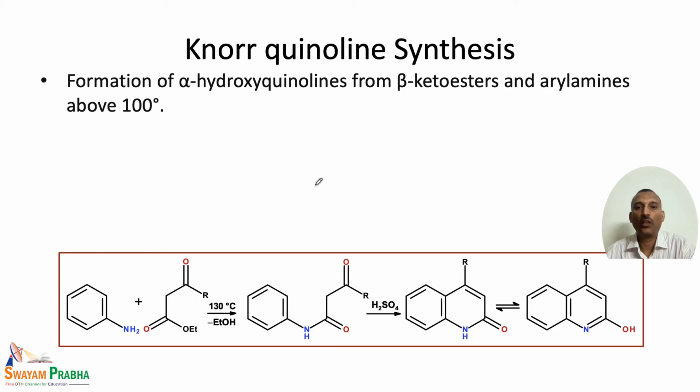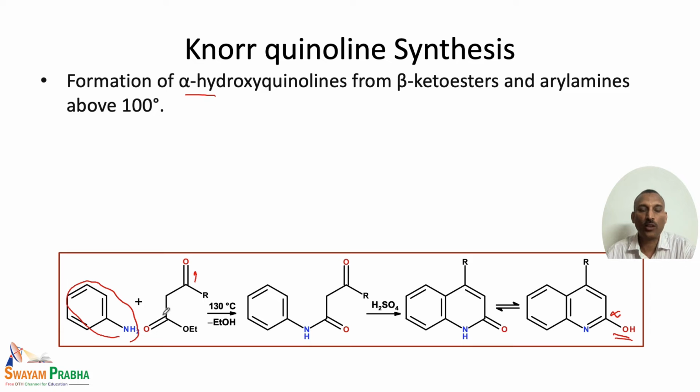Next one is the Knorr quinoline synthesis. In this case, it is the formation of alpha-hydroxyquinoline. So this is the alpha position, and in this position we have a hydroxy unit. So the formation of alpha-hydroxyquinoline from beta-ketoesters and arylamine. This is our arylamine, and this unit is the beta-ketoester. We have a carbonyl unit, we have an ester unit.